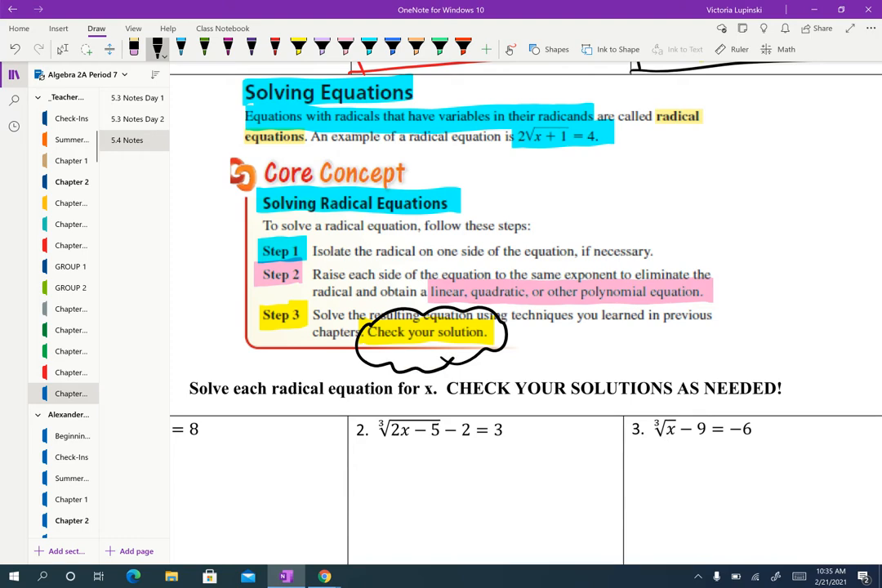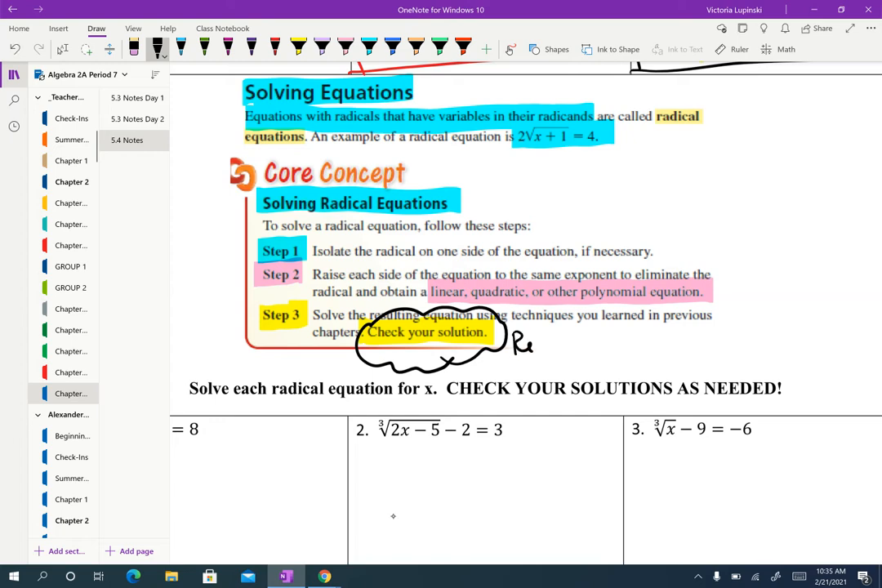The truth is, it doesn't take very long to check all of them, so you might want to get in that habit, especially on a test or quiz. Again, it doesn't take very long to actually check, but then there are a handful of problems where you have to check the solution, so we're going to point those out as well.